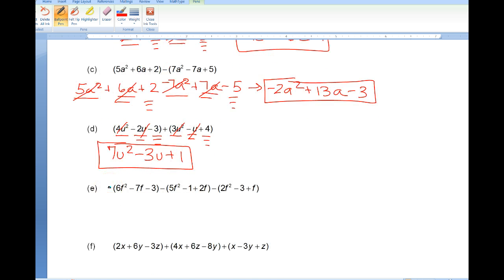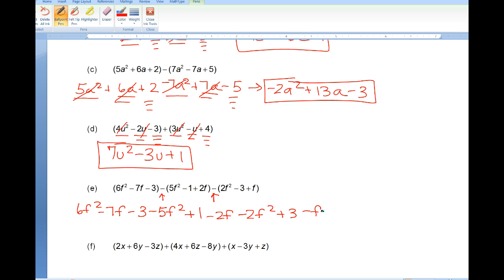So there are also problems where you'll have to add or subtract more than one set of polynomials. So here I have 3 polynomials that I'm subtracting. So now I have to account for this negative here and here. So I'm going to bring down my first polynomial, and I'm going to change the signs of all my other terms so that I can add them together. So I'm distributing that negative through both sets of parentheses.